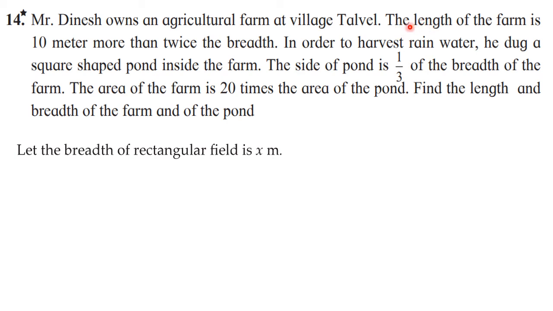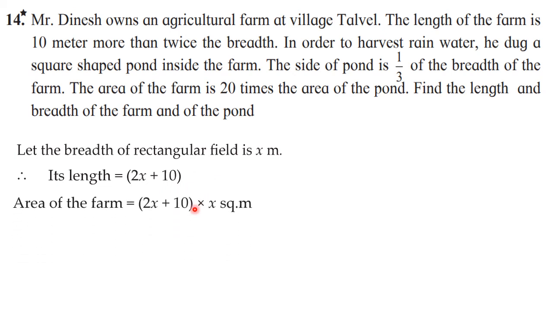See, the length of the farm. Okay, that means the length is equal to 10 meters more, means plus 10, twice the breadth. So 2x plus 10. Okay, so we got the breadth and the length. From this we can write down the area. You know that area is equal to length into breadth. So the area of the farm is x into 2x plus 10 square meters.